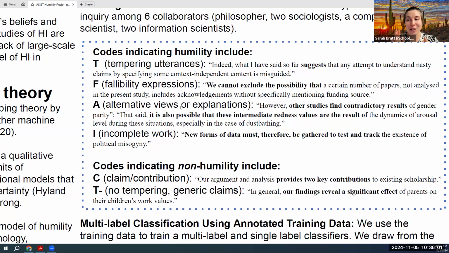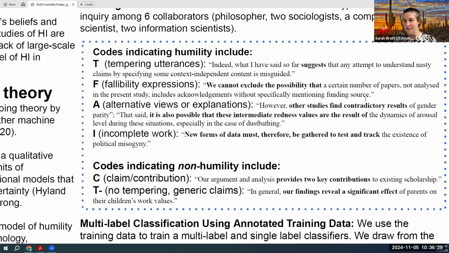So for the space of this poster, we only included a couple, but here are some codes that indicate humility. So T, tempering utterances. This is when you kind of draw back the strength of your claim. So for example, "Indeed, what I have said so far suggests that any attempt to understand nasty claims by specifying some context-independent content is misguided." Okay, so they are suggesting.